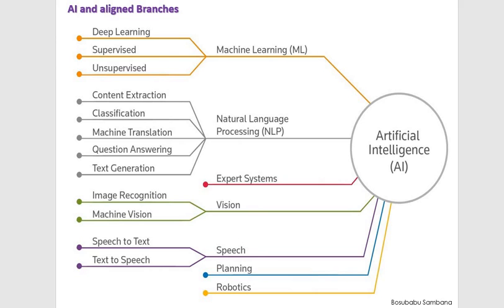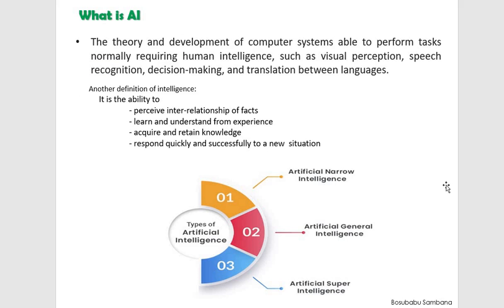In this slide, we easily understood what artificial intelligence is and how it interacts with various factors, and it is categorized into three types: artificial narrow intelligence, artificial general intelligence, and artificial super intelligence.